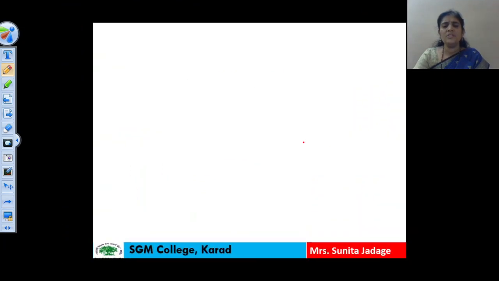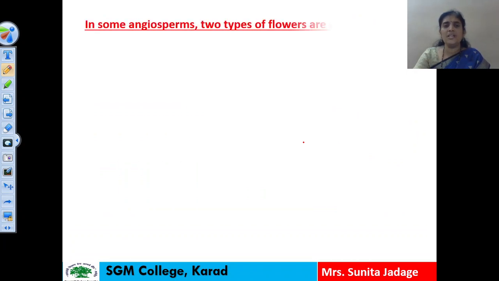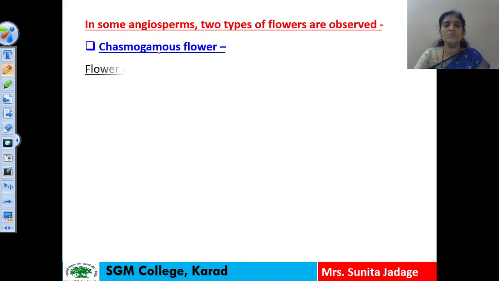Okay. Now here some points related to autogamy we have to see. In some angiospermic plants, two types of flowers are produced. The first type is known as a chasmogamous flower. What is meant by a chasmogamous flower? The flowers which open to expose their sex organs, means the flowers which expose their androecium and gynoecium, are known as chasmogamous flowers. The flowers which we have seen around us are all chasmogamous flowers, which open and expose their androecium and gynoecium to the environment.